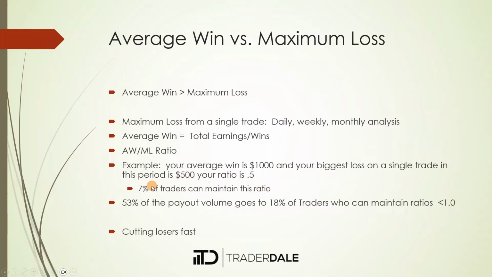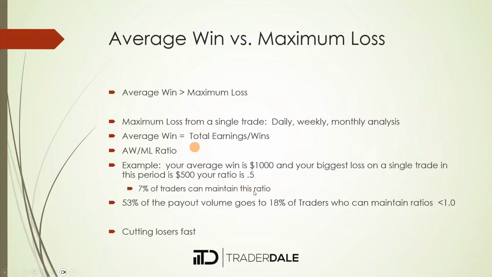Okay, 7% of traders can maintain this ratio. Wow. And keep it in context: this is the top performers of this particular prop firm. So 53% of the payout volume goes to 18% of the traders who can maintain that ratio of under one. 7% of those can maintain that ratio of 0.5 or better.